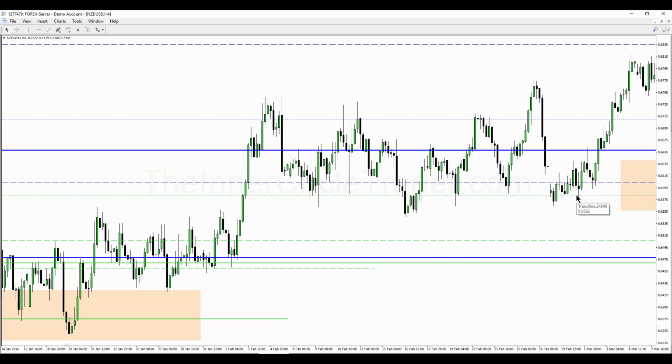Support at a weekly order block high. Capitalizes the bullish order block here. Rallies. Are they buying at down candles? Yes. Down candle. Buying. Yes.